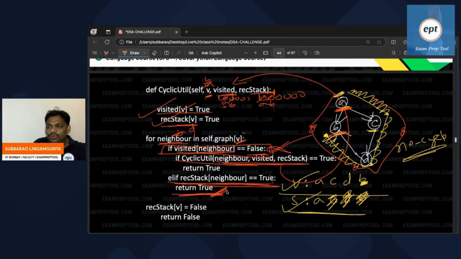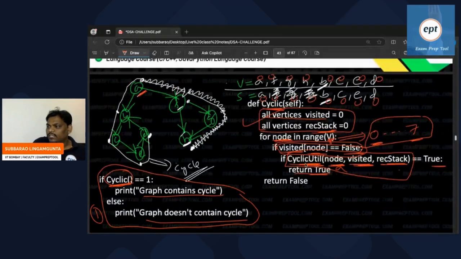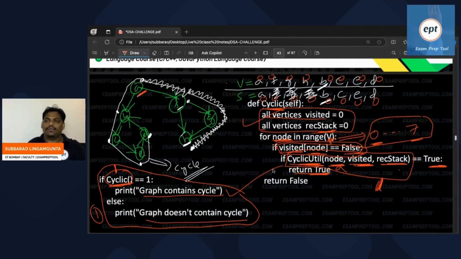You are returning true. That true will go to where? That true will go to here. It is true. True is equal to true. Yes. Return true. This true will go to where? From here. It is true. True is equal to true. Yes. The graph contains a cycle. Like that. I hope everyone got it.